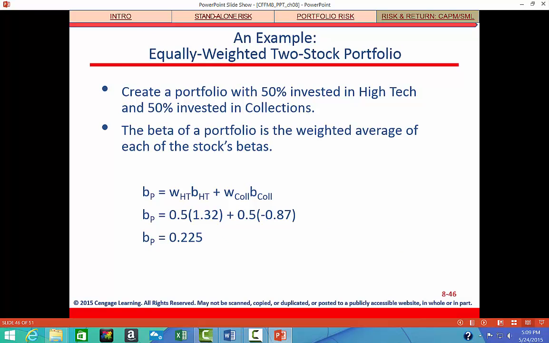So let's look at what if we were trying to figure out the beta of a 2-stock portfolio, and we still have our same example with 50% in high tech and 50% in collections. Now for calculating the beta for a portfolio, it's really simple because it's just a weighted average. Take the percent invested in each stock times the beta and add them up. And then you get the beta for the portfolio. And so the beta for this portfolio is 0.225.